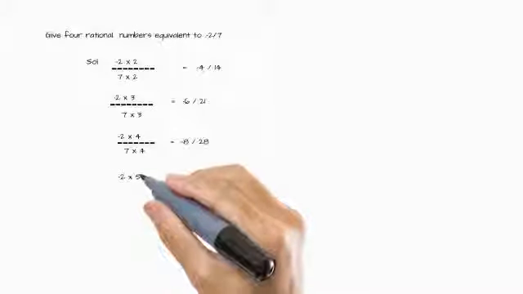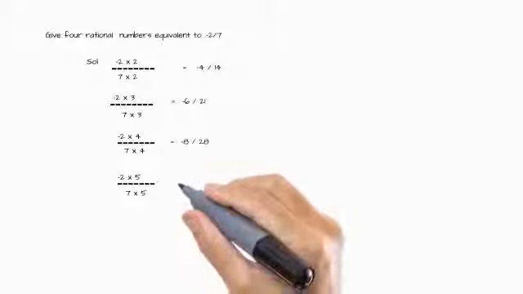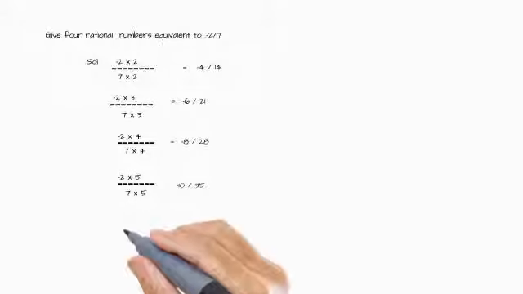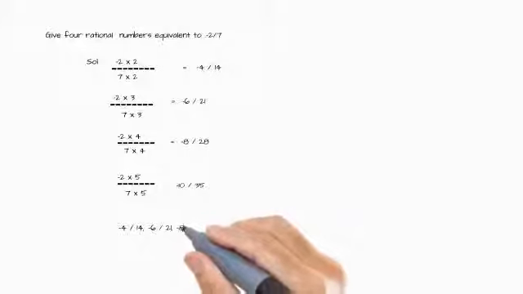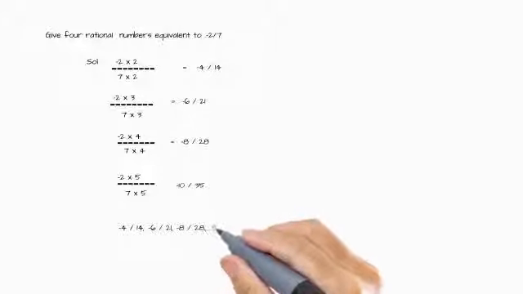The next whole number is 5. The numerator -2 times 5 equals -10 and denominator 7 times 5 equals 35. The 4 equivalent fractions are -4/14, -6/21, -8/28 and -10/35.